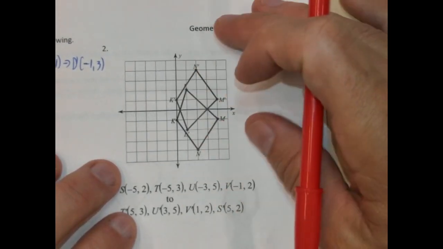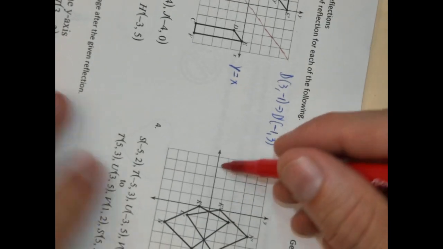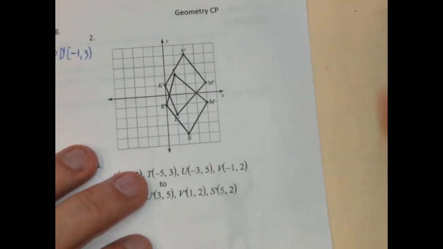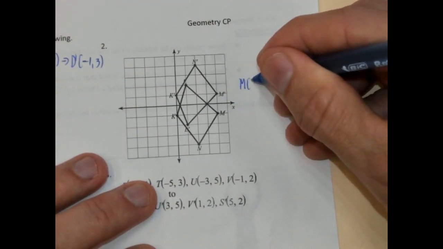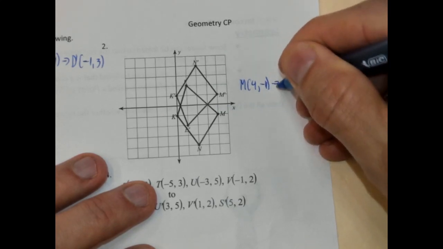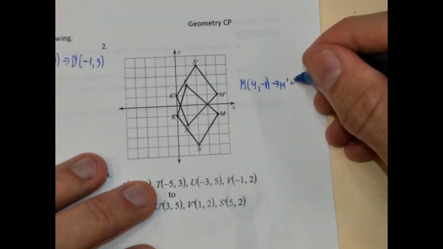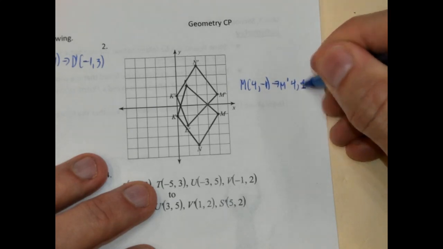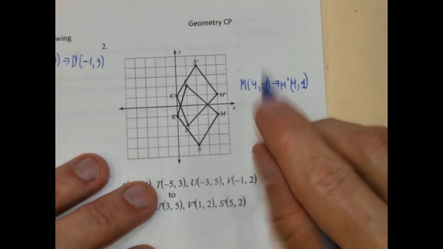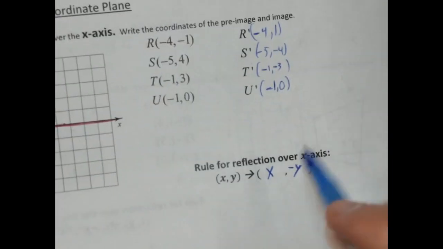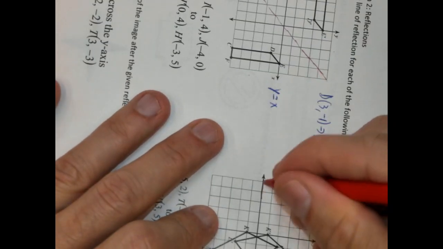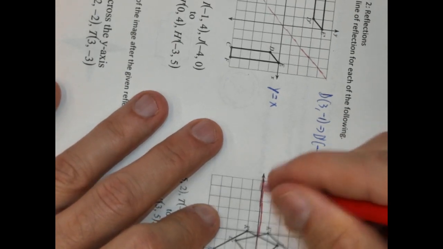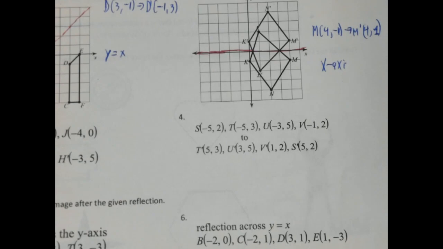So we have a pre-image and an image. I'm going to rotate that. And lo and behold, I think it's going to be the x-axis. Let's find out. So let's do M. So M is 4, negative 1. M prime is 4, positive 1. Oh, why did I put a negative sign there? So the y value changed. So if we go back to our rule here, the y value changes, nothing else changes. That is the x-axis. So the x-axis is the line of reflection. And let's highlight that to make sure it makes sense. And sure enough, it does. Okay? So that is how you identify the line of reflection given the graph.